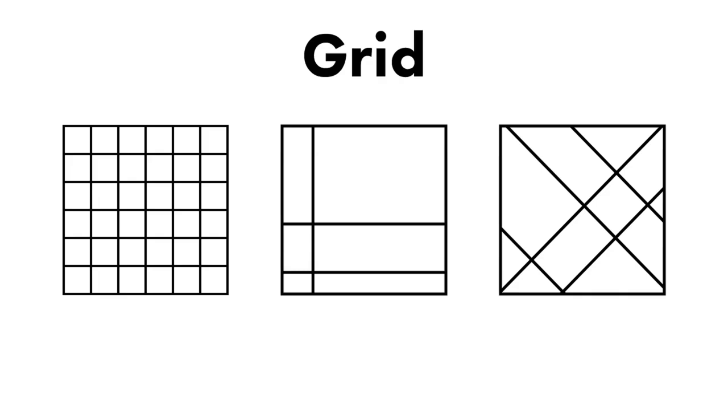On the left-hand side, we can see that the canvas has been divided equally into squares. On the middle example, we can see that the grid has shifted, and on the right-hand example, we can see that the grid has tilted on a diagonal.